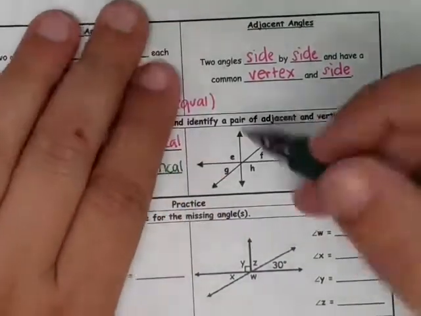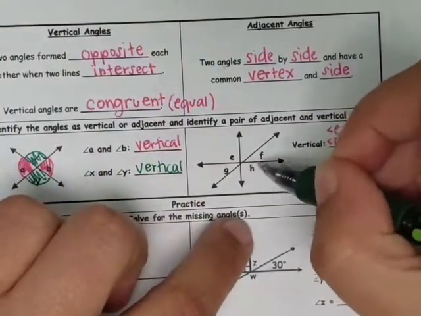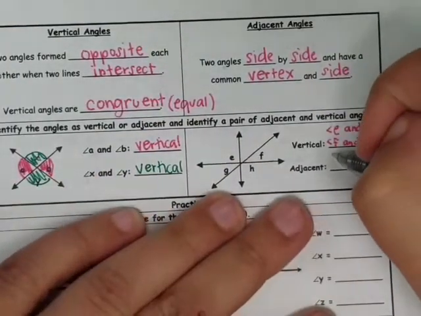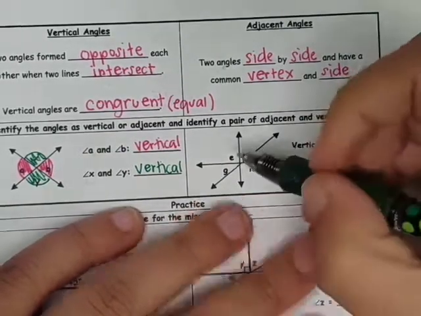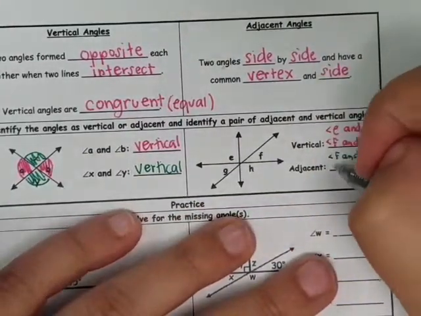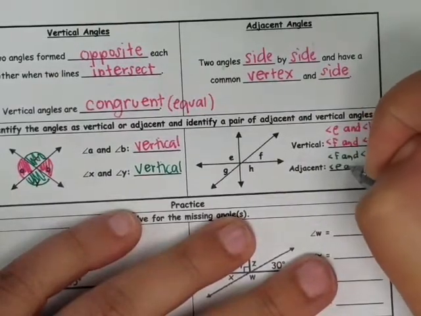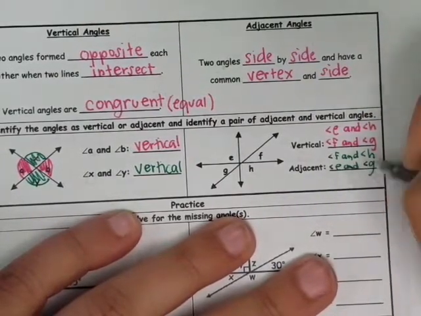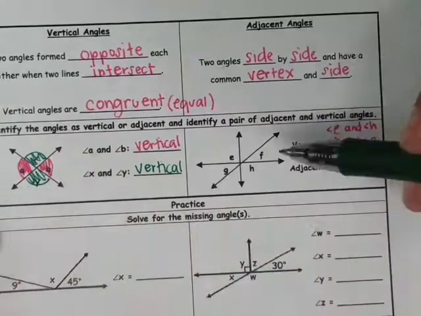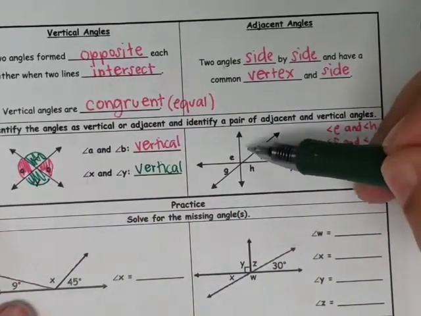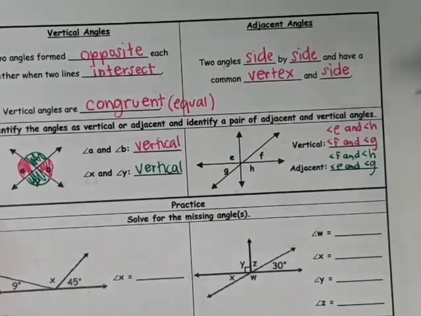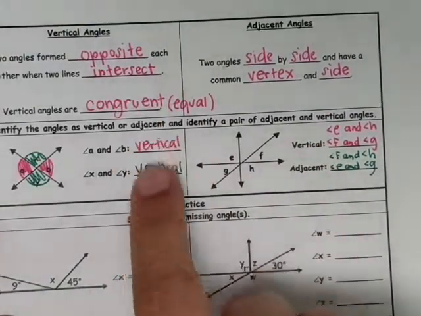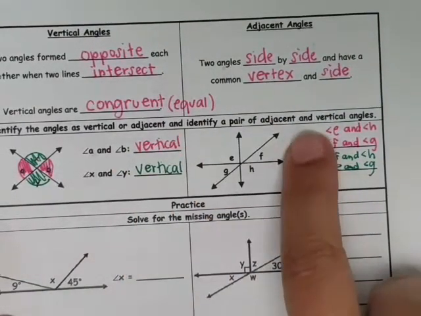Adjacent, F and H, because they share that common side and that common vertex. So angle F and H. E and G are also adjacent. E and F are not because they have this space in between, and G and H are not because they have that space in between. So those are your vertical angles and your adjacent angles.